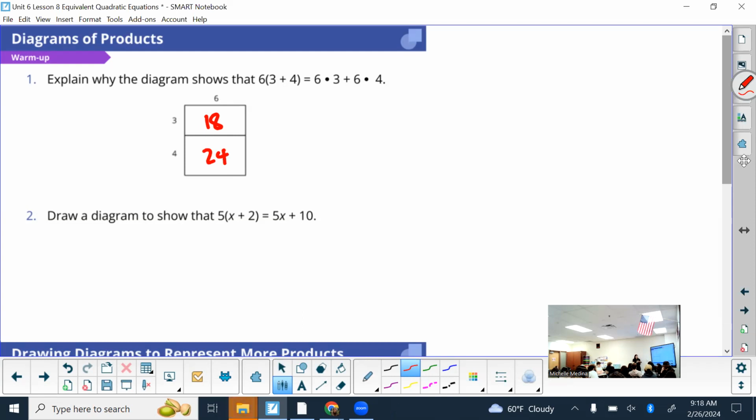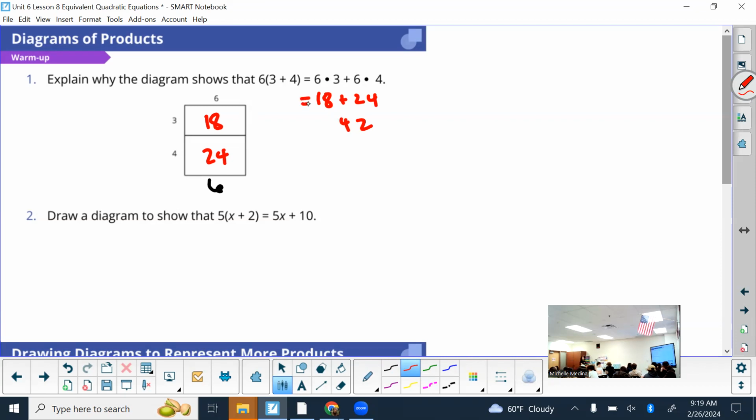24. Because if this is a side length of 6, and these two are literally put together, then this also has a side length of 6. Multiply those to get the area, we get 24. Now, if we want the area of the entire shape, you just add those two together. What's 18 plus 24? 42 is correct. Now that shows the same math that's on the right side of that equation.